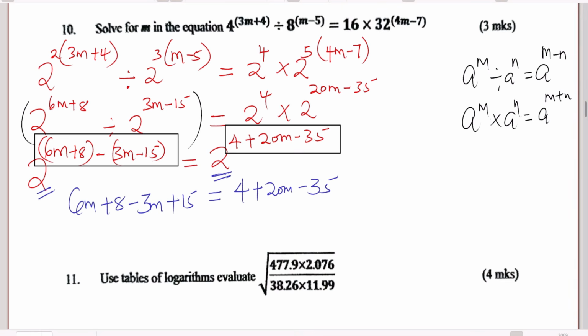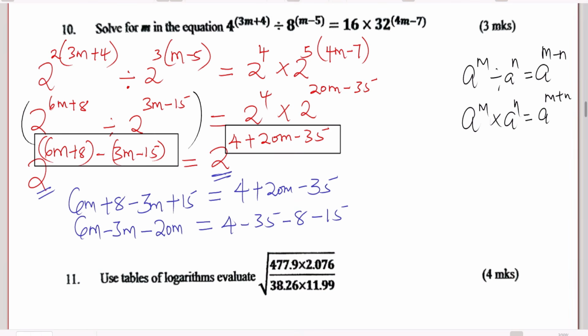Now what you need to do here is simply collect the like terms, or collect all the terms containing m and put them on the left hand side. And then the constant terms without m, I'll take them to the right hand side. So this is what I'll have: 6m minus 3m. Then from the other side, I subtract positive 20m from both sides, I'll get negative 20m. And then on the right hand side, I'll have 4 subtract 35. I take positive 8 to the other side, I get negative 8. Positive 15, take it to the other side, I get negative 15.